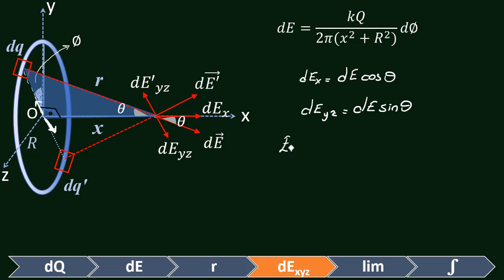So the total yz component of this vector dEyz will be 0. They will cancel each other off. So for every dq, I can find a dq prime to cancel off its yz component. Hence, the total yz component will be 0. All right? So our total vector is going to be along the x direction. So all we need to do now is define a cosine theta and rewrite dEx.